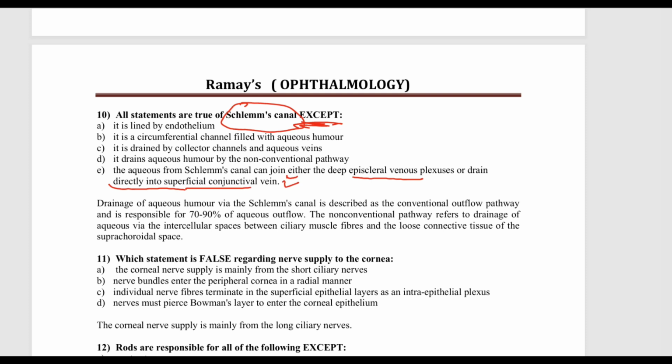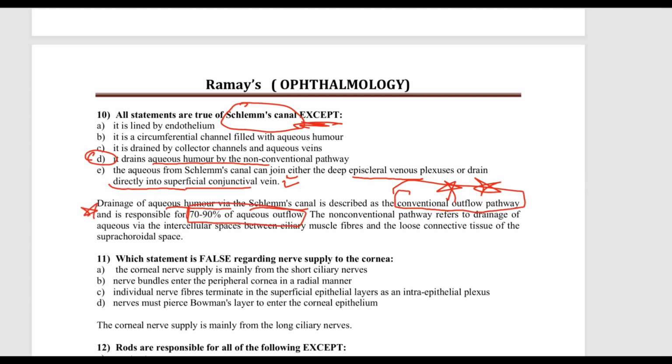So the correct option here is delta. It drains the aqueous humor by the conventional pathway. Drainage of aqueous humor via the Schlemm's canal is described as the conventional outflow pathway. Very important. Drainage via the Schlemm canal is the conventional outflow pathway, and it is responsible for about 70 to 90%.